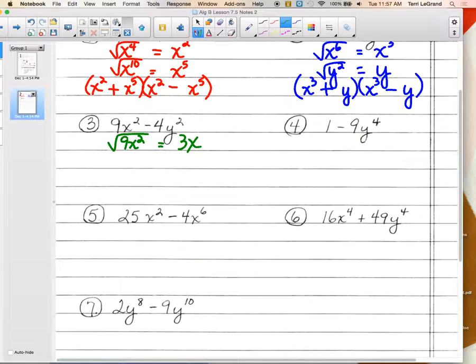Now we try the square root of 4y squared. Can we take the square root of that? Yes. 2y. So we could take the square root of both of them, so we're ready to set up our two binomial factors. They both start with 3x. They both end with 2y. One has addition, the other has subtraction.